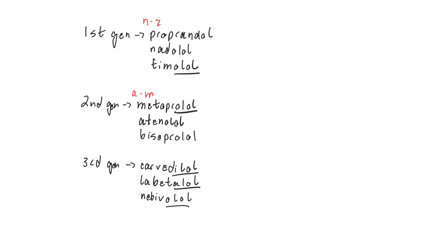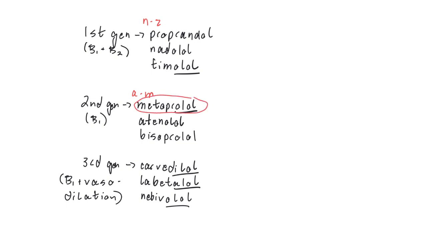And the difference between the three is first generations tend to hit beta 1 and beta 2 receptors. Second generations are what are called cardioselective. They only hit beta 1s. And the third generations hit beta 1s, and they also cause vasodilation by a few different mechanisms. First line treatment for atrial fibrillation is going to be metoprolol. You'll see it given IV in the hospital. You will see it given also PO in the hospital, but also PO outpatient. So metoprolol tends to be the first line antidysrhythmic for atrial fibrillation.